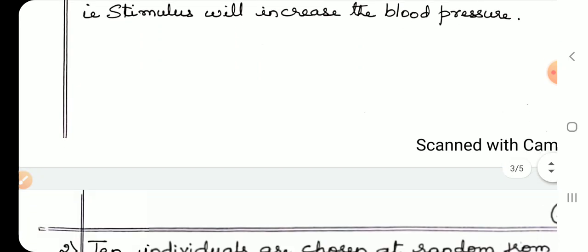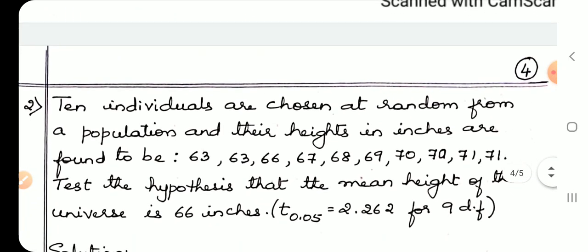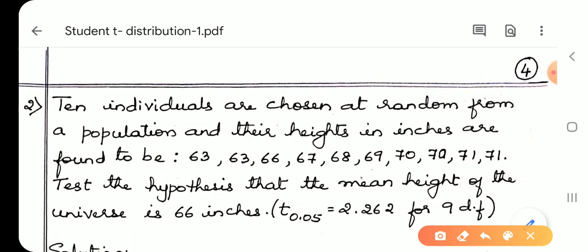Let us see one more example. 10 individuals are chosen at random. 10 individuals means the value of n is 10 here. So the degree of freedom should be 1 less, 9. See here also the standard value from the t table is given. T of 0.05 at 9 degrees of freedom is 2.262. So here also the value is given.